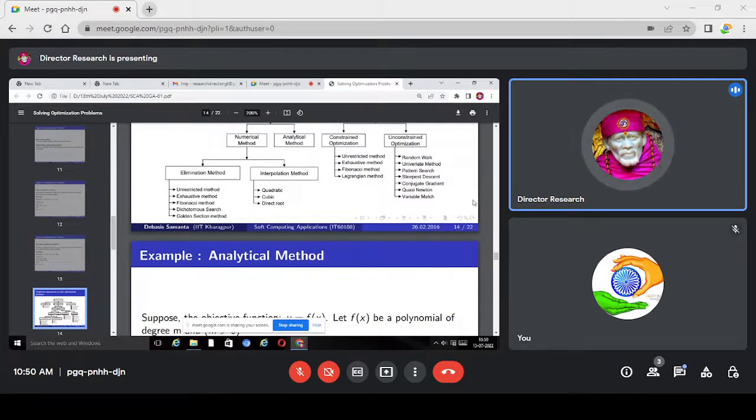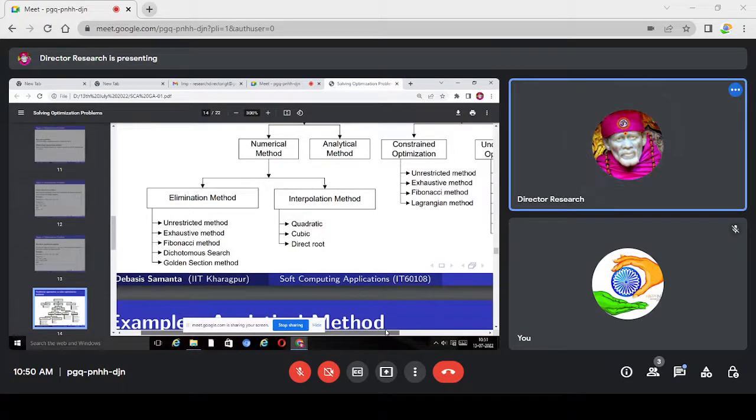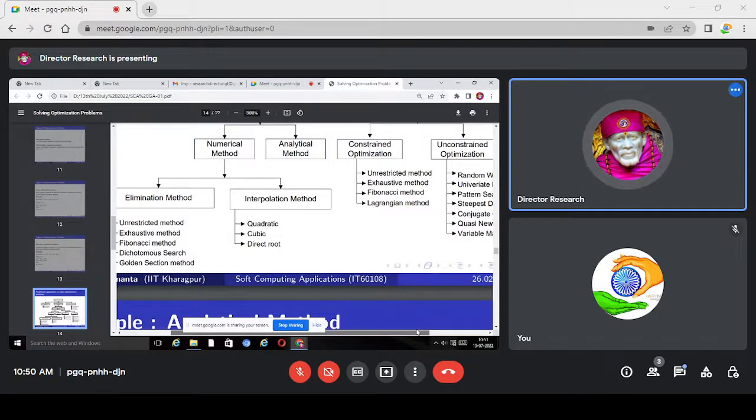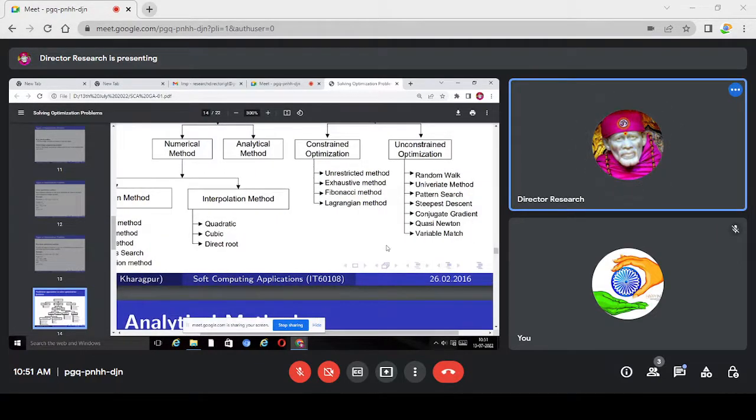Here the elimination method, and the interpolation method. Elimination methods again: unrestricted method, exhaustive method, Fibonacci method. Deterministic search, golden section method. The interpolation method is quadratic, cubic, direct root. And constrained optimization here means unrestricted method, exhaustive method, Fibonacci method, Lagrangian method. Unconstrained method means random walk.